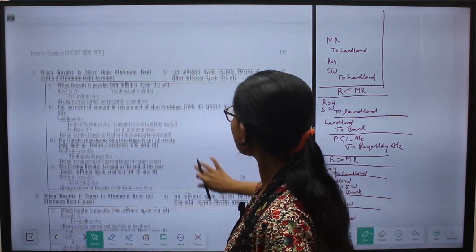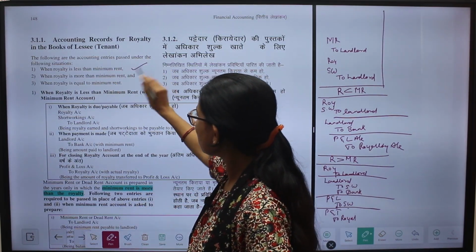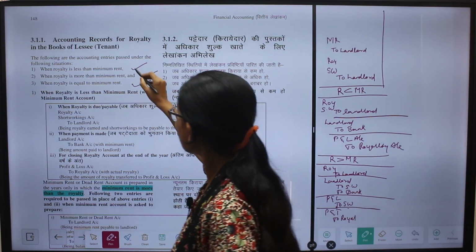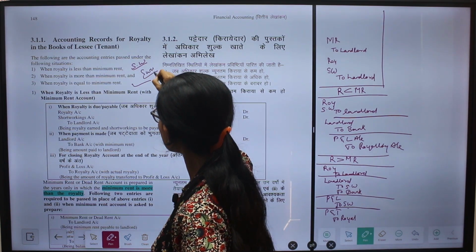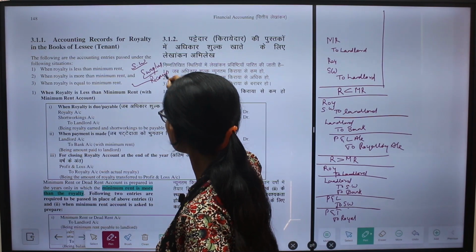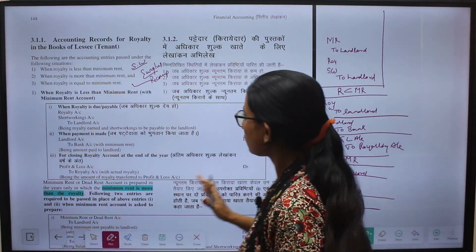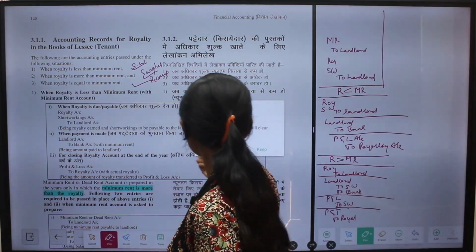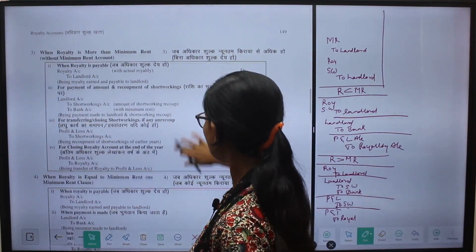So right now we have studied these three situations: the royalty is less than minimum, the royalty is more than minimum, and the royalty is equal. Less than means short working. More than means surplus, and surplus means we can recoup. And for the equal case, when the royalty is equal to the minimum rent, we pass the normal entry. After this, we will see the numerical on the journal entry passed in the book of lessee.